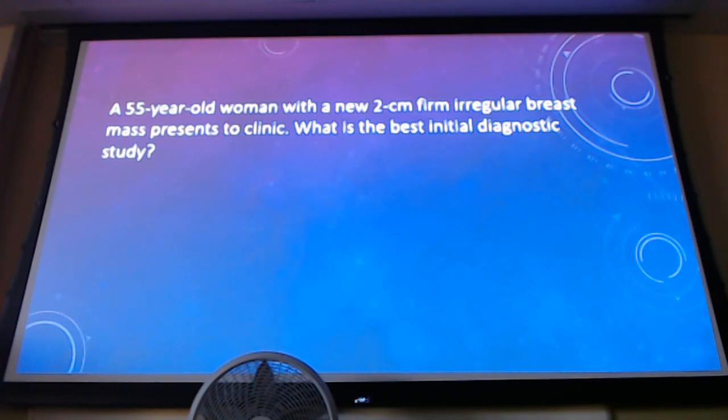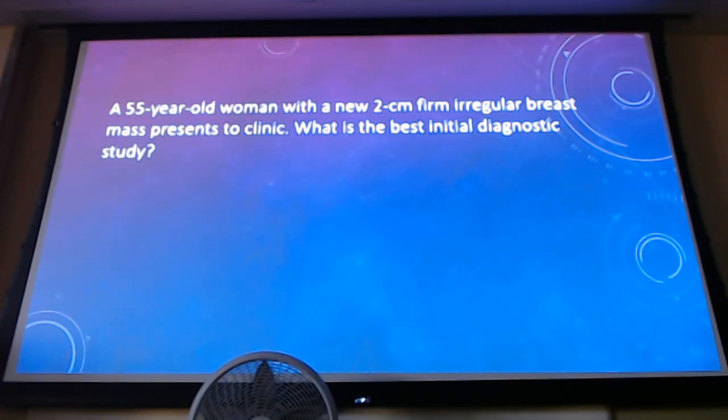A 55-year-old woman with a new 2-centimeter firm, irregular breast mass presents to the clinic. What's your best initial diagnostic study? Ultrasound? No. What type of mammogram? What are our 2 types of mammograms, guys? Screening or diagnostic. This one has a mass. Diagnostic. So we're going to do diagnostic all day long. Are they going to get an ultrasound too? Absolutely. But their initial test is a diagnostic mammogram.